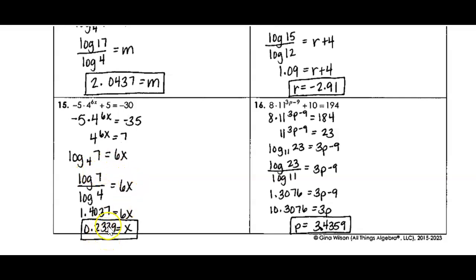I would write it as 0.23 would be the rounded version. And here we're going to subtract 10 and get 184, divide 8, get 23, put it into a log, still have 3p minus 9. So when we make this a fraction that's calculator ready, we still have to remember to add 9 first and then divide 3. So 3.44 would be a good final answer there.